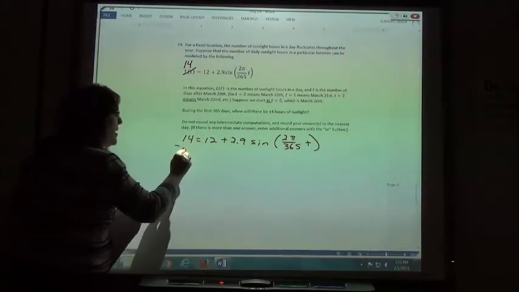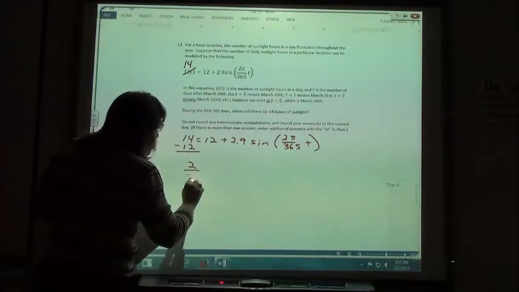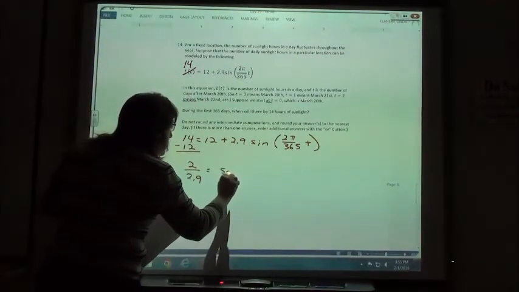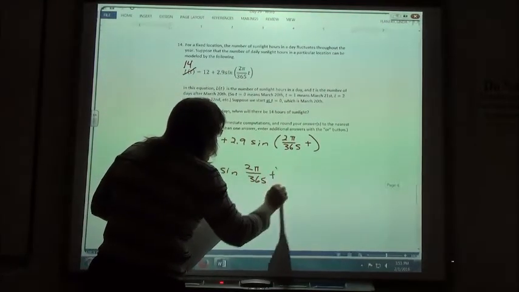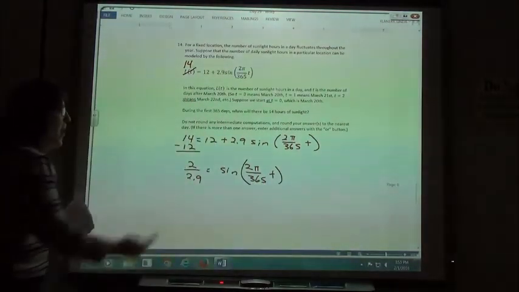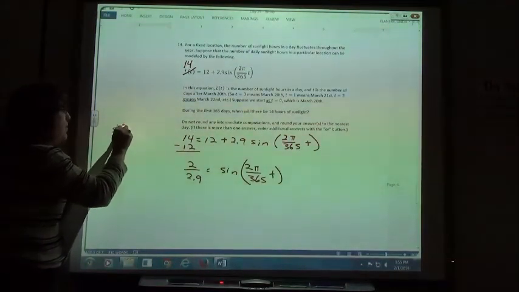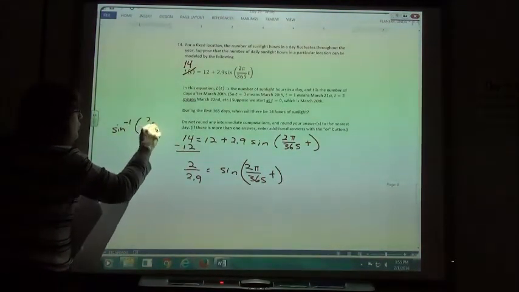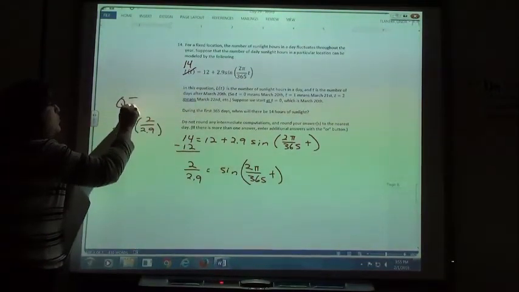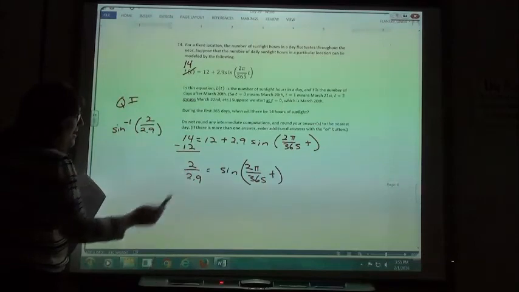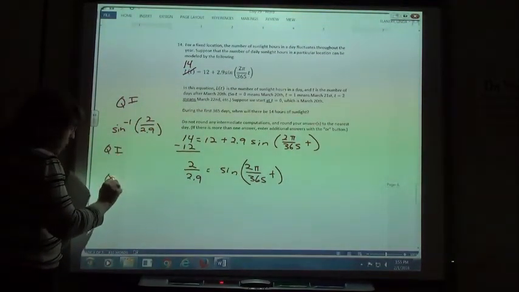I'm going to subtract my 12, which gives me 2, and then I have to divide by the 2.9. So this is positive, which is good. I'm going to use the inverse sine of 2 over 2.9. That's going to give me my answer in quadrant 1.